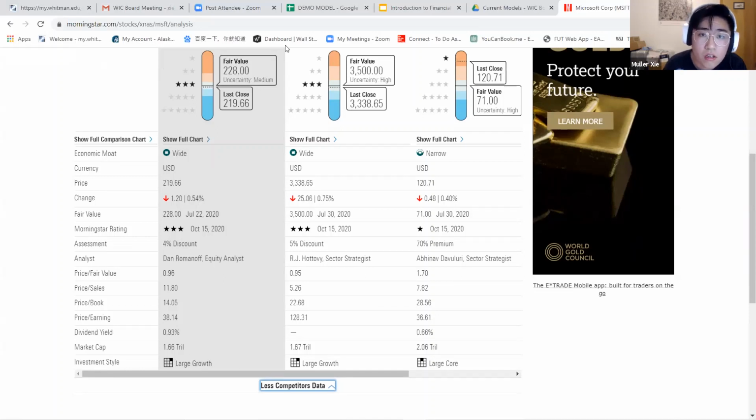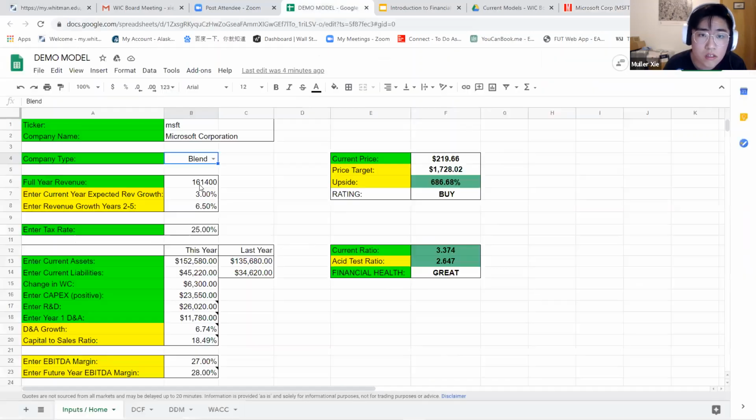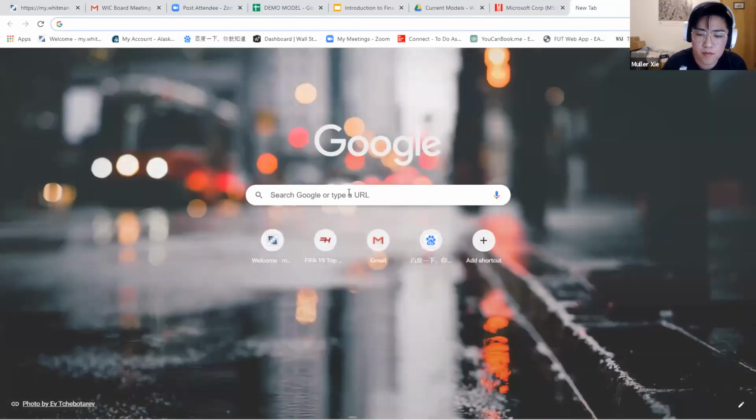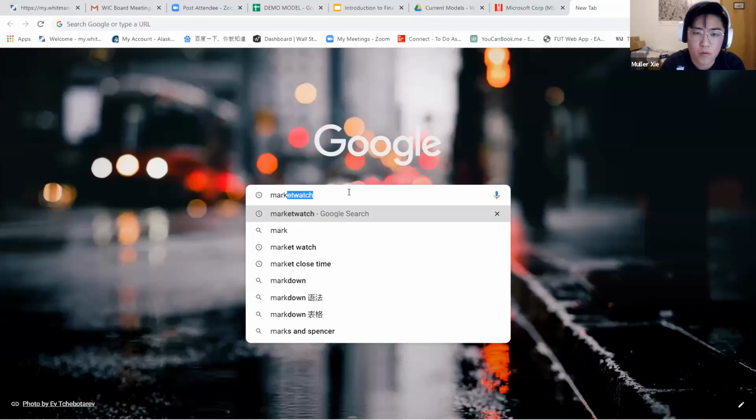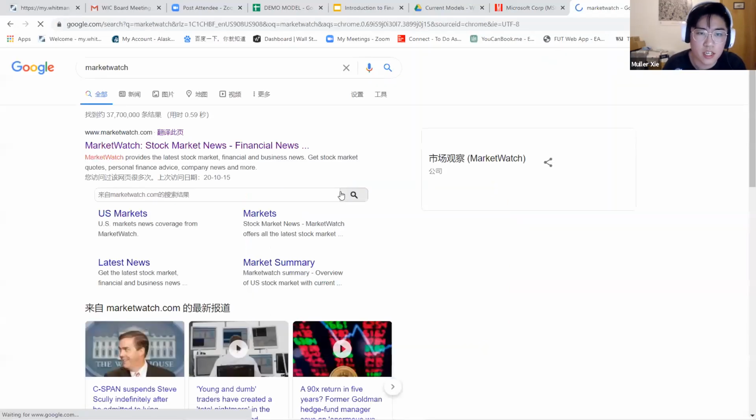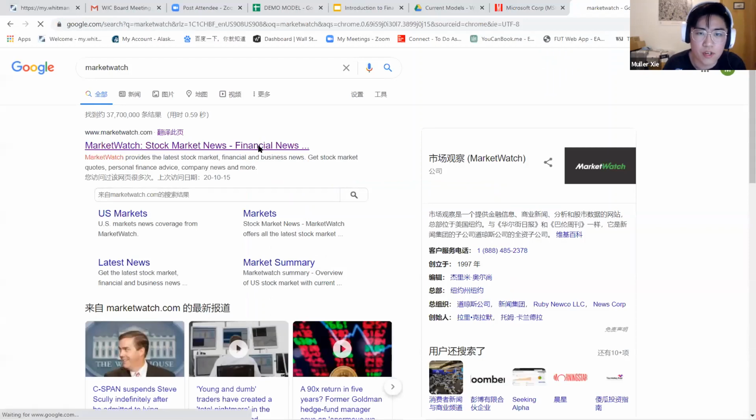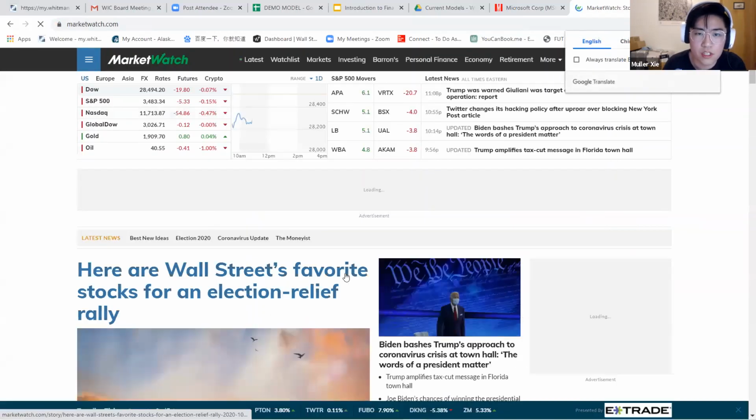So back to the model, I just click growth here. Then I'm going to talk about the full year revenue. The full year revenue stands for the total sales of the company. We can find it on MarketWatch or Morningstar. Here I'm going to show you how to find that on MarketWatch.